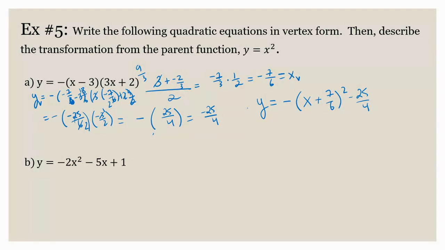And so then describe the transformation. So this is going to go left 7/6, down 25/4. And then the negative in front is going to make it reflect over the x-axis. It's going to make it flip down. That's what's going to make it open down.